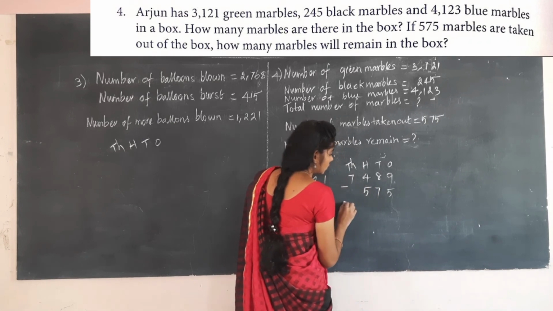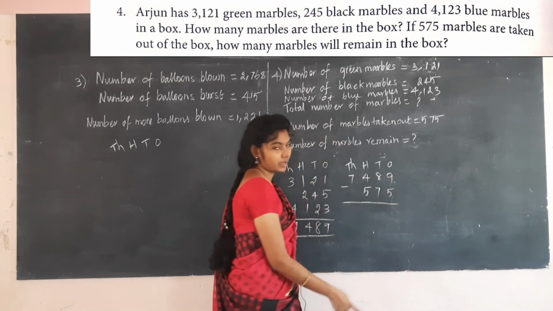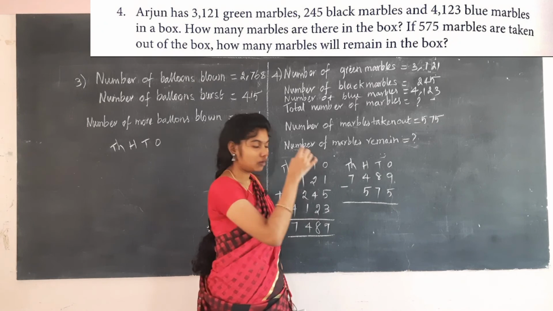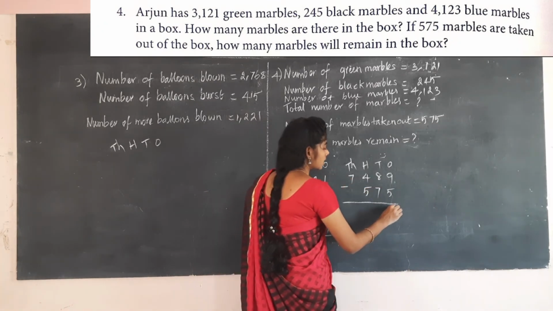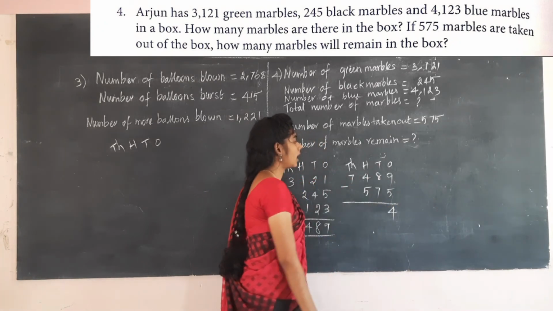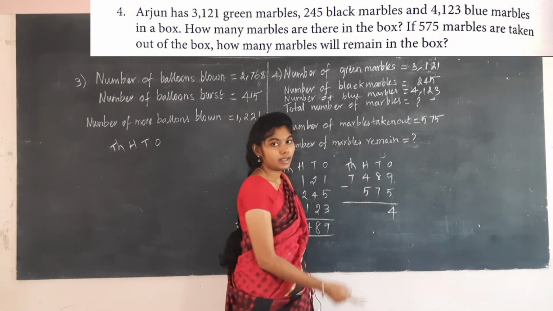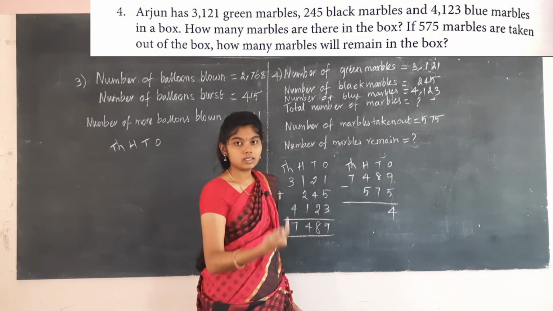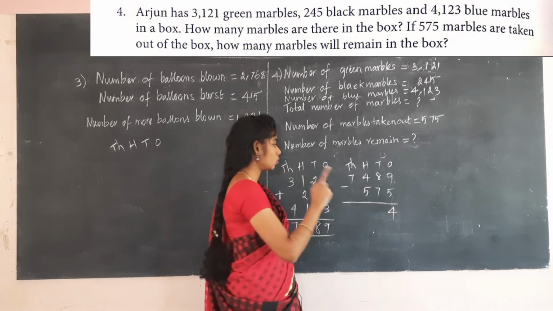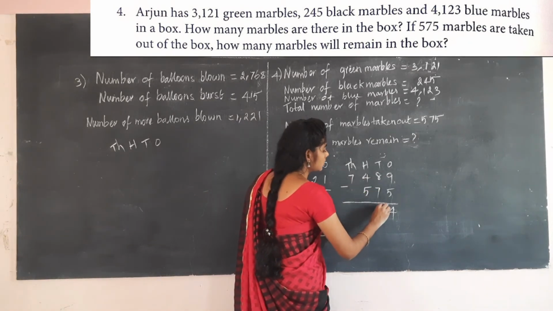Now subtract these two numbers. 9 minus 5. 9 in the mind, 5 on the fingers. Say the numbers before 8, so you will get the answer 4. And next to the ones place, it's the tens place number. 8 minus 7. 8 in the mind, 7 on the fingers. Say the numbers before 8, you will get 1. 8 minus 7 is 1.